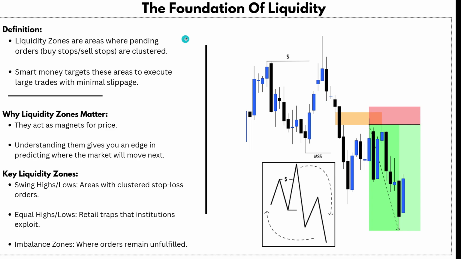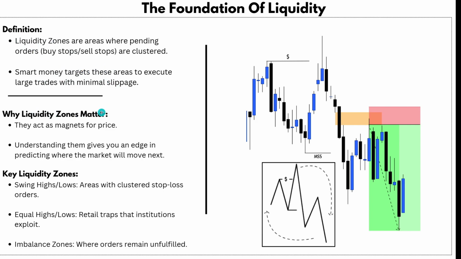Let's get into the foundation of liquidity. The definition is: liquidity zones are areas where pending orders, buy stops, and sell stops are clustered. Smart money targets these areas to execute large trades with minimal slippage. This right here is the definition of liquidity.